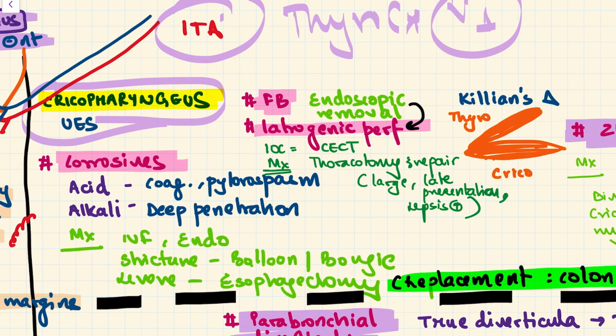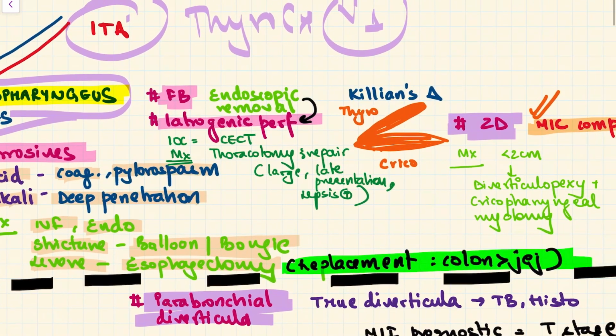Then injury to esophagus by corrosives, right? It can either be an acid injury or an alkali injury. Remember, alkali injury is more dangerous than an acid injury as it causes a deeper penetration, right? Acid can lead to coagulative necrosis, while with alkali there is liquefactive necrosis, and in acid there is pylorospasm as well, right? How do we manage it? By firstly giving fluids to the patient and performing an endoscopy. If stricture has formed, then a balloon or a bougie may be used to dilate it, and in severe cases esophagectomy may also be performed, right?